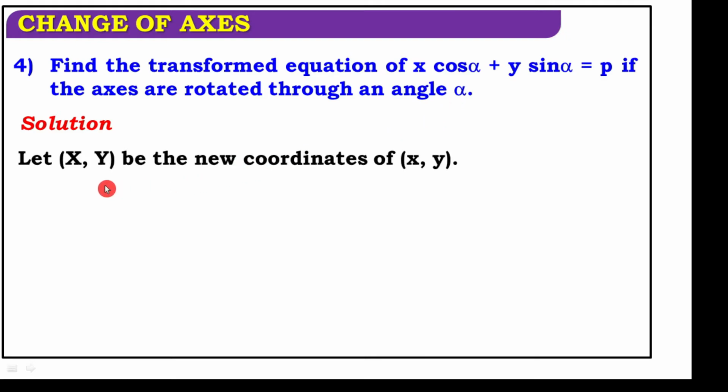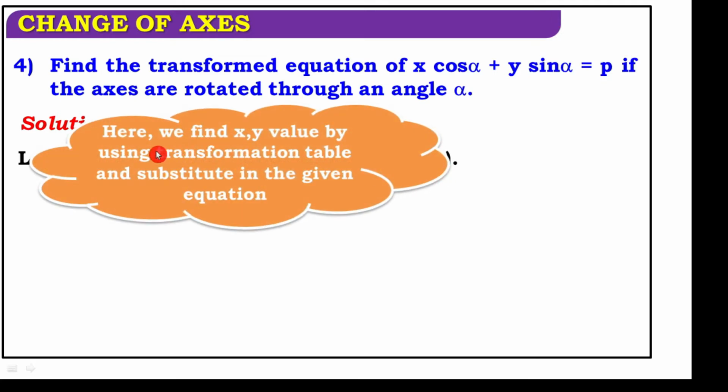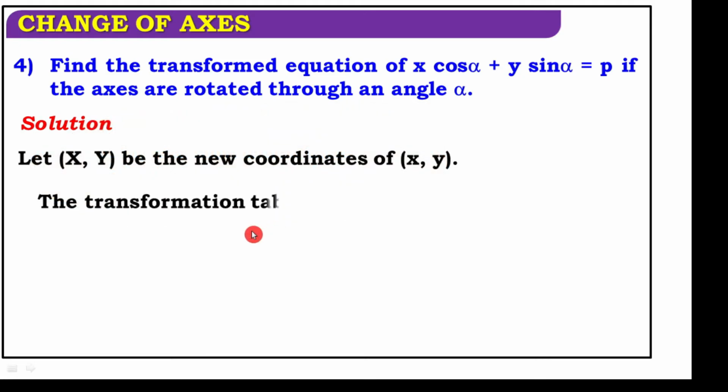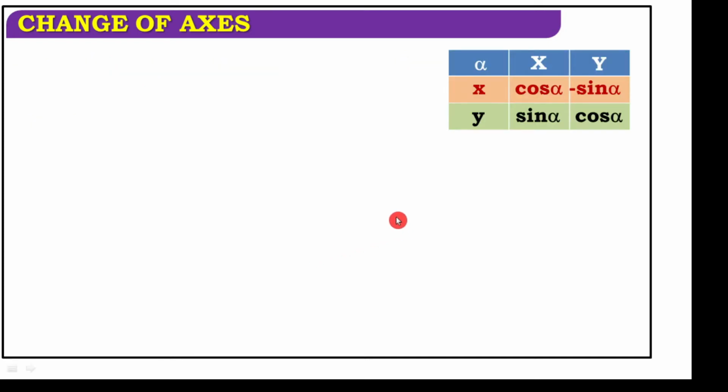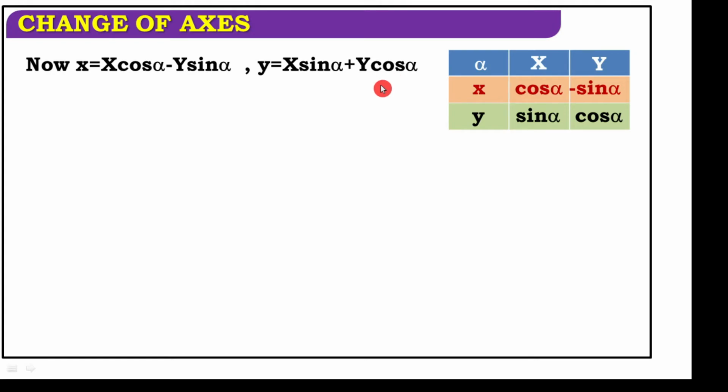So let capital X, Y be the new coordinates of small x, y. Here we find the small x, y values by using the transformation table and substitute in the given equation. So the transformation table, with theta given as alpha. From this we can write small x and y in terms of capital X and Y. So small x = X cos alpha - Y sin alpha, and small y = X sin alpha + Y cos alpha.